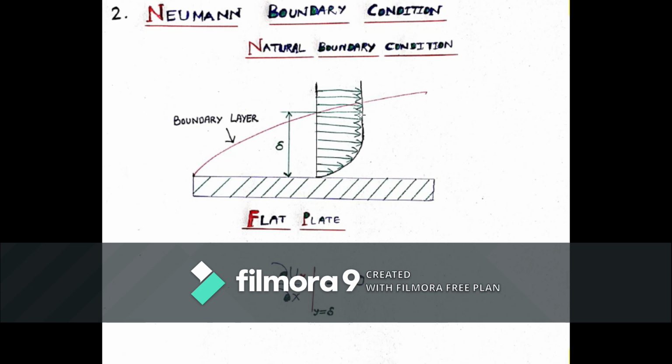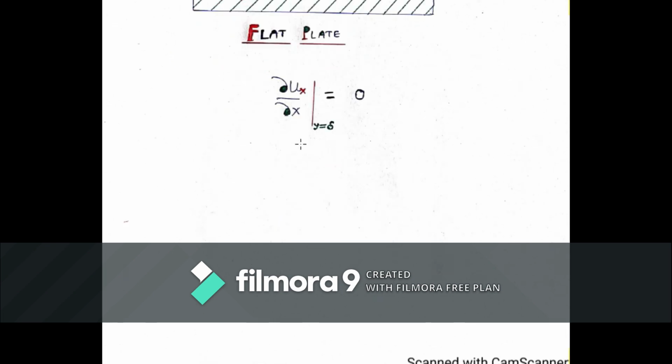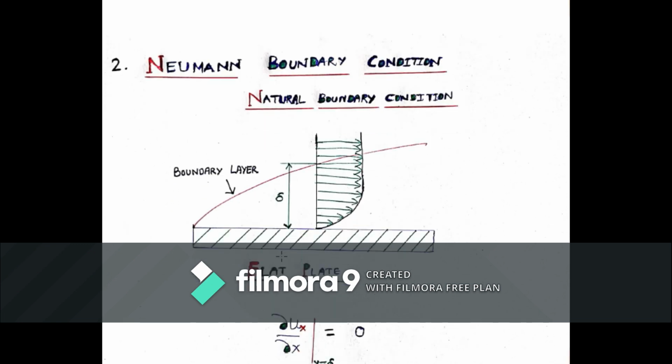Outside the boundary layer, your velocity gradient is 0. Your velocity is not changing. So here you can see at y equal to delta, your velocity gradient is equal to 0. That means velocity is constant. This is a natural boundary condition, so this will be part of the mathematics involved in the problem. You don't need to enter this value while doing a simulation.